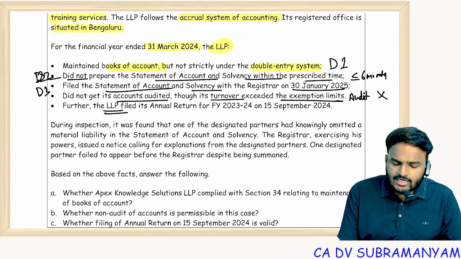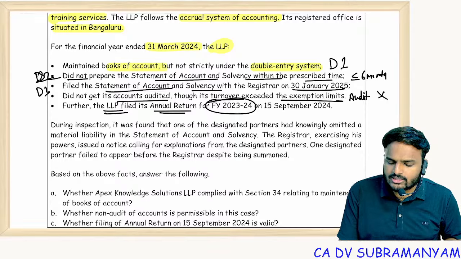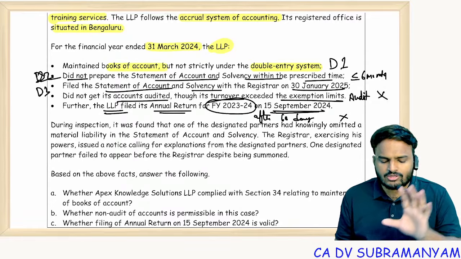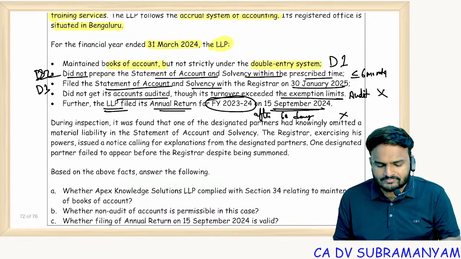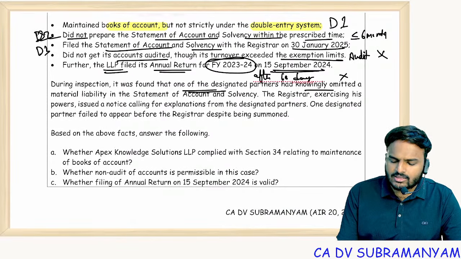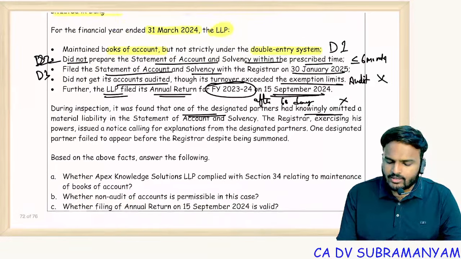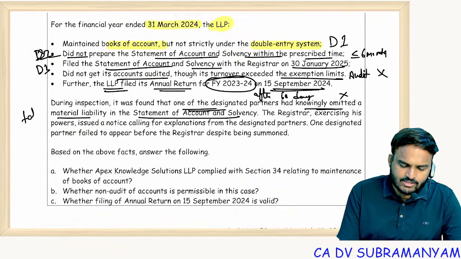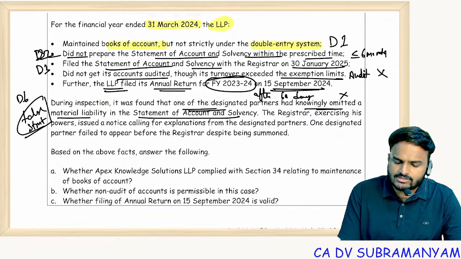Further, LLP filed its annual return for financial year on 15 September, that is after 60 days of closure of financial year, another default. Total 5 points, 5 defaults only. During inspection, it was found that one of the designated partner had knowingly omitted a material liability in the statement of account and solvency. That means false statement in the statement of account and solvency, default 6.